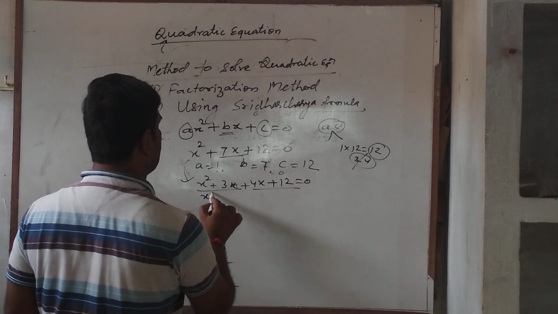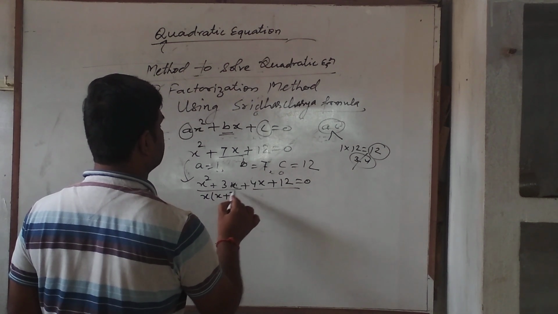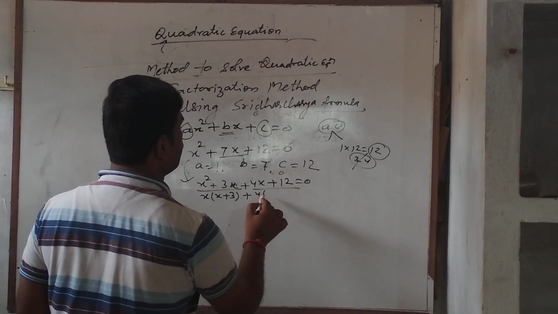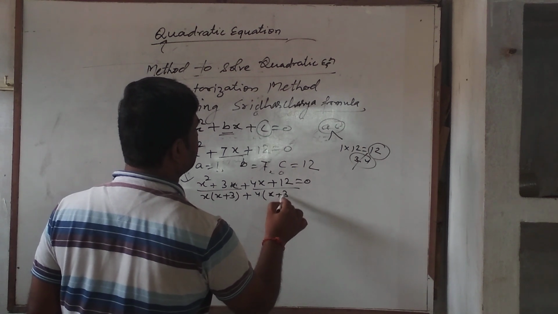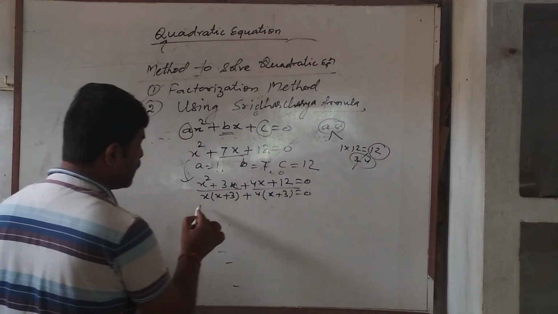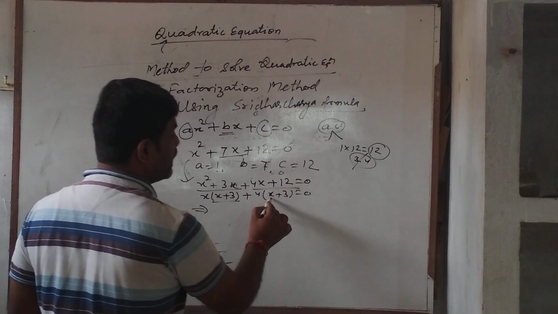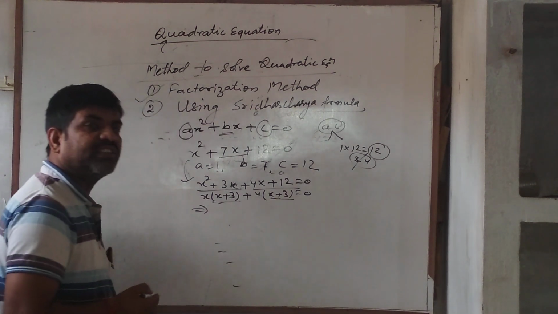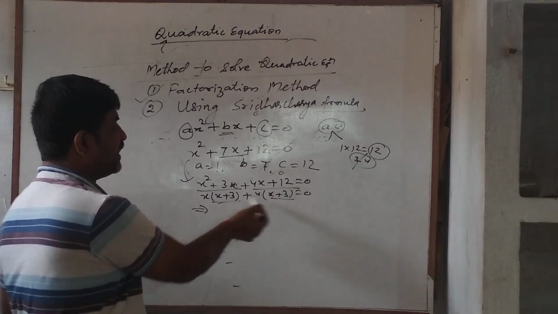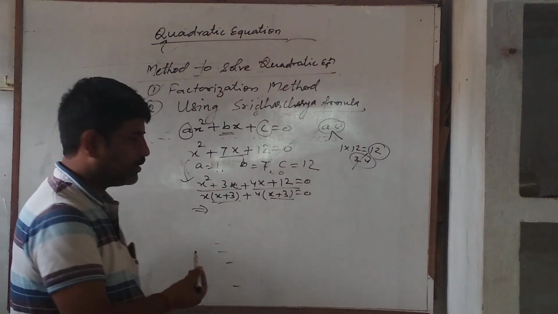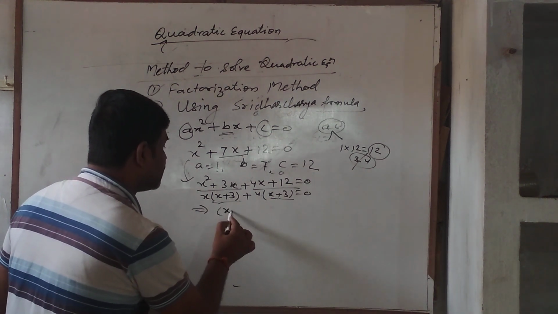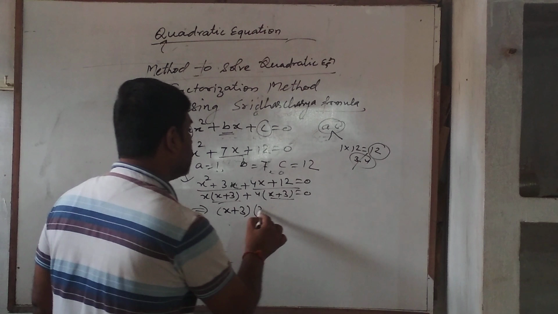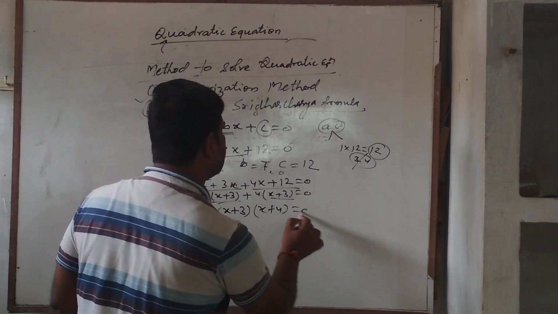If I take x common from the first two terms, I get x into x plus 3, and if I take 4 common from the last two, again x plus 3, equal to 0. We can make groups of 2. Here x plus 3 is common. Keep in mind, in both the brackets the same expression should come. If the same expression is not coming, it means something wrong we have done. Then we get x plus 3 into x plus 4 equal to 0.